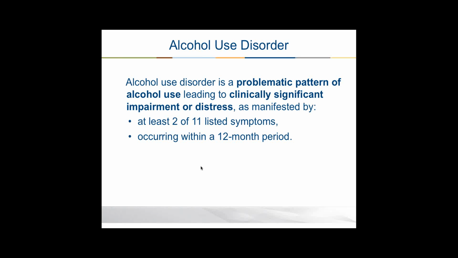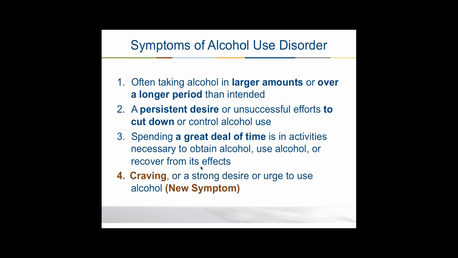Alcohol use disorder is a problematic pattern of alcohol use that leads to clinically significant impairment or distress. You notice it doesn't talk about how much is consumed. It talks about a problematic pattern, and it talks about clinically significant impairment or distress. And mild alcohol use disorder is 2 of the 11 listed symptoms, and they occur within a 12-month period. What are these symptoms?